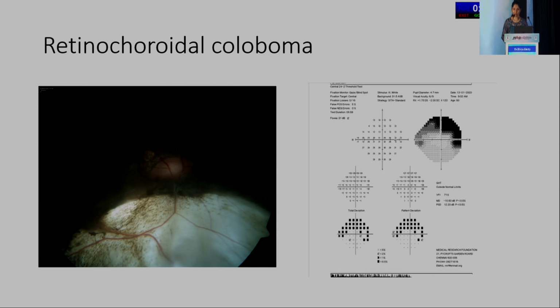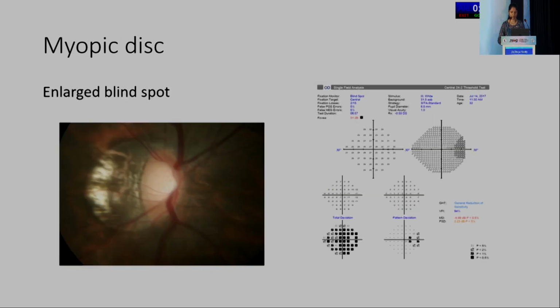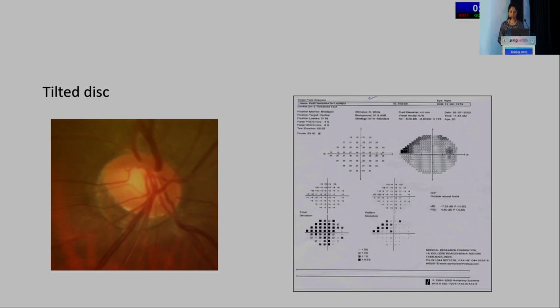This is a superior arcuate defect, but on fundus examination, there is a retinochoroidal coloboma inferiorly, which is causing the visual field defect. This defect is not due to glaucoma. It's a myopic disc showing an enlarged blind spot in the visual field test. This is a tilted disc causing superonasal defects in the visual field.